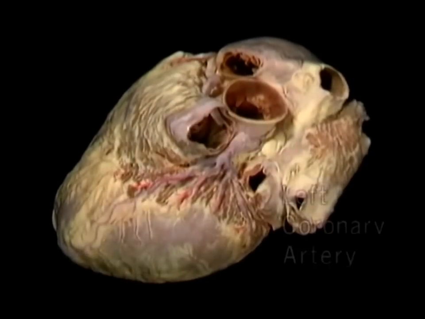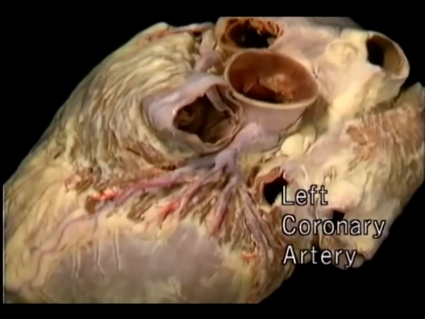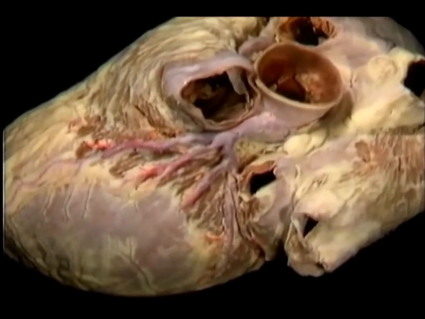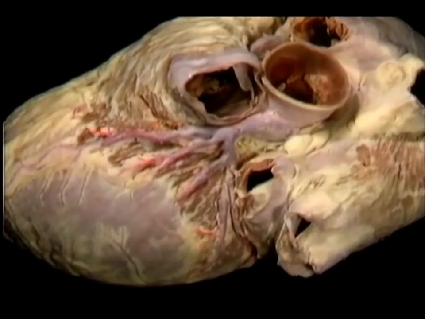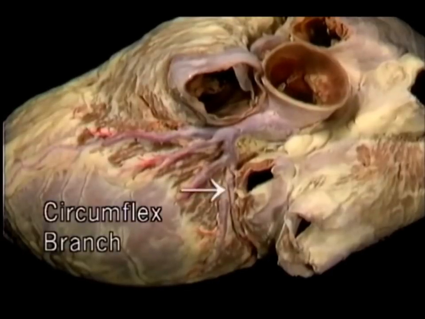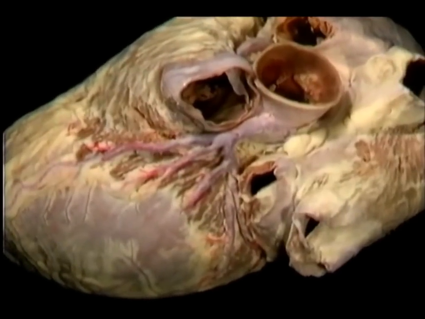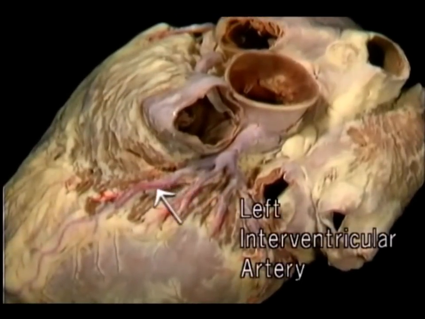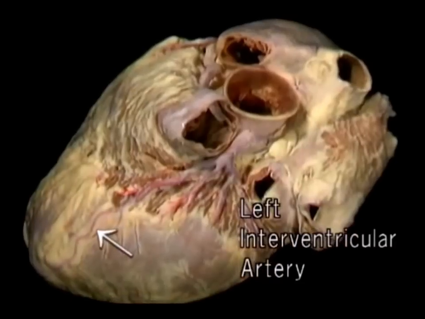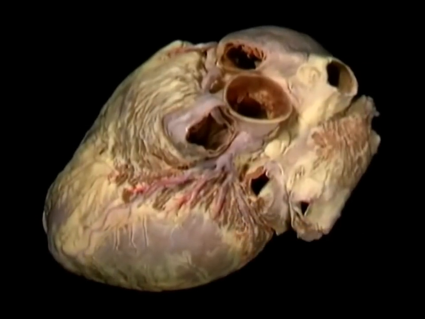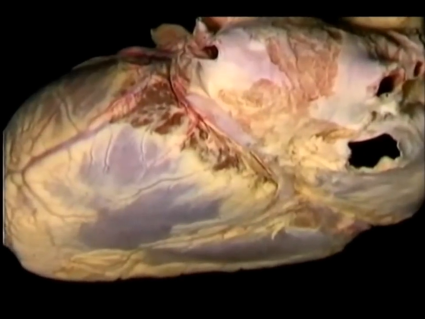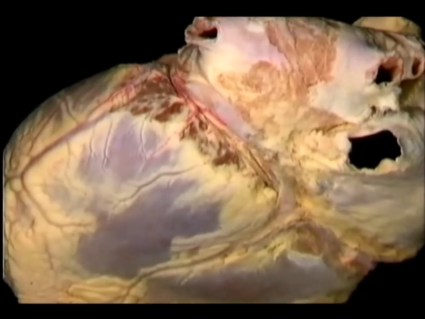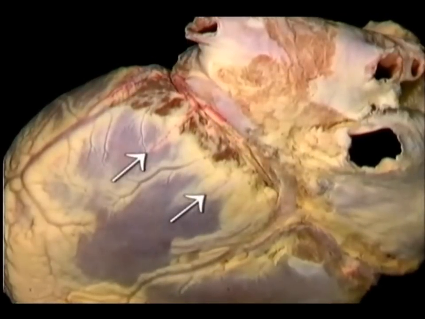Now, we'll look at the left coronary artery. Here it is. It arises behind the pulmonary trunk from the left aortic sinus. The left coronary artery soon divides, giving off this circumflex branch and several branches to the left ventricle, the longest of which is the left interventricular artery, also called the left anterior descending artery. The circumflex branch of the left coronary artery runs around to the underside of the heart in the left atrioventricular groove, sending further branches to the left ventricle.